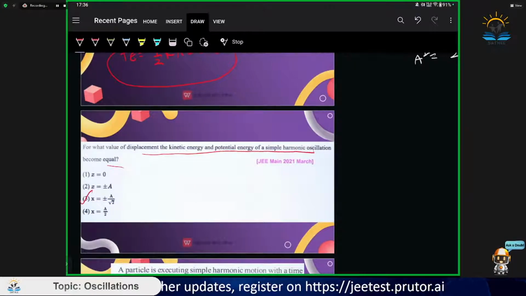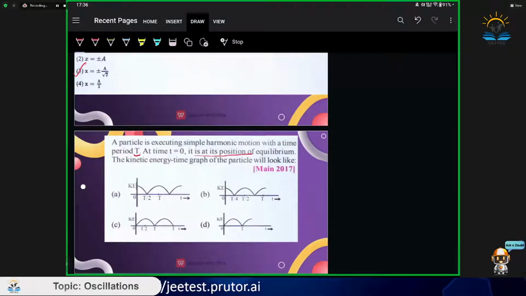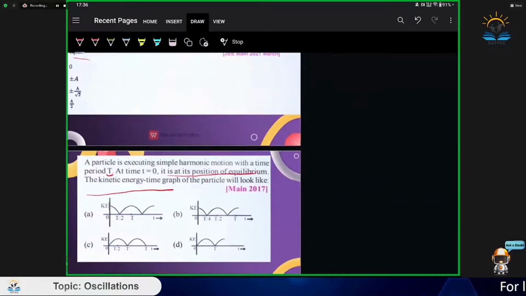Next question. A particle is executing simple harmonic motion with a time period T. At time t equal to 0, it is at its position of equilibrium. The kinetic energy time graph of the particle will look like... Simple.